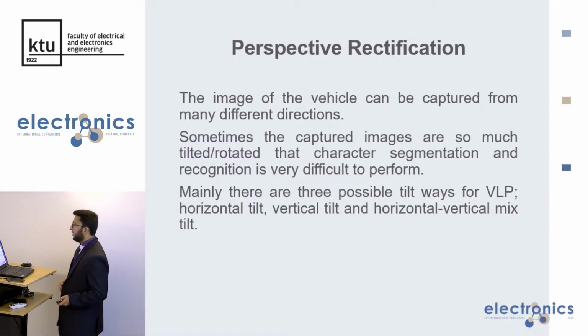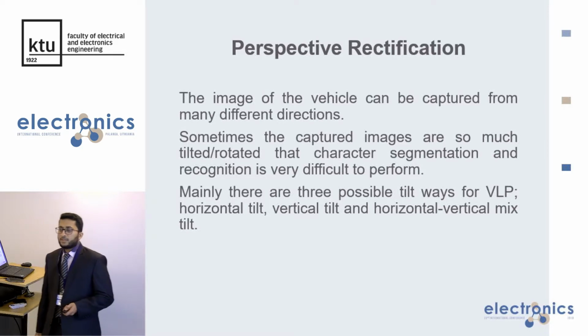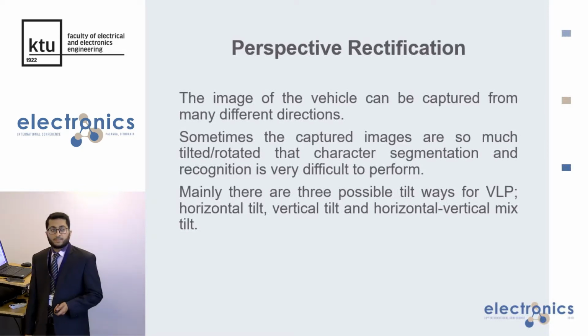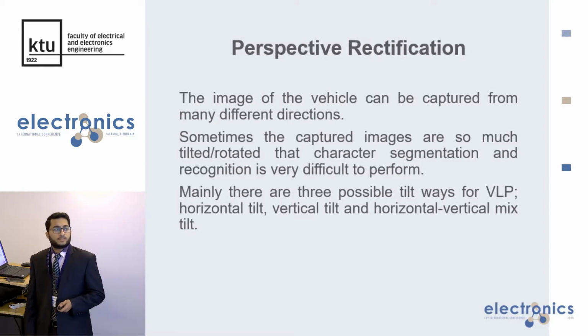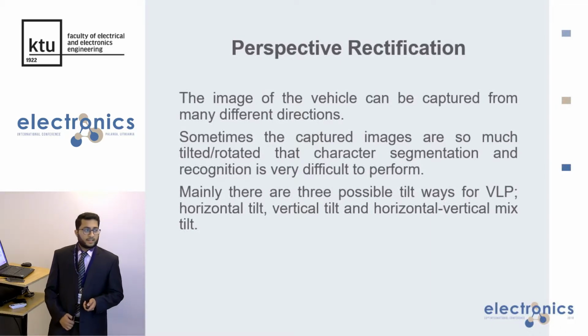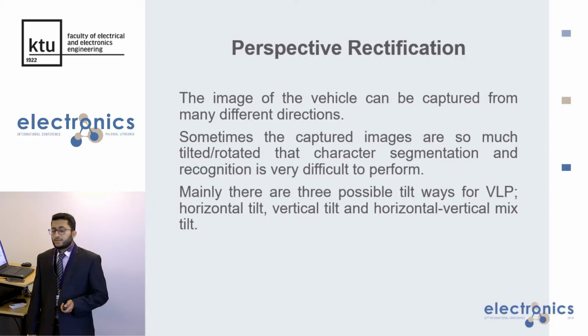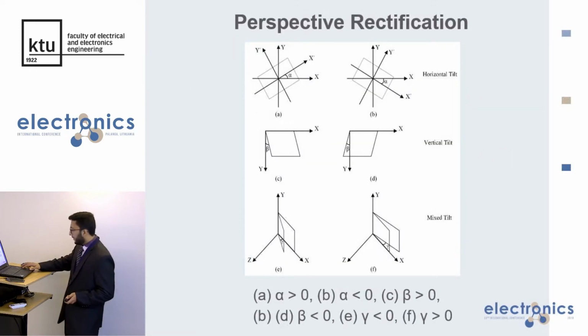Now this is the main part, which is the perspective rectification. The image of the vehicle can be captured from many directions. Sometimes the captured image is already rotated or tilted, and it makes recognition of the license plate difficult. Mainly there are three possible cases: horizontal tilt, vertical tilt, and mixed tilt.